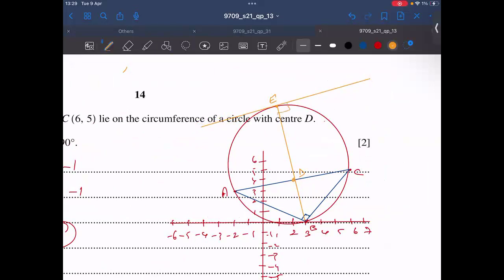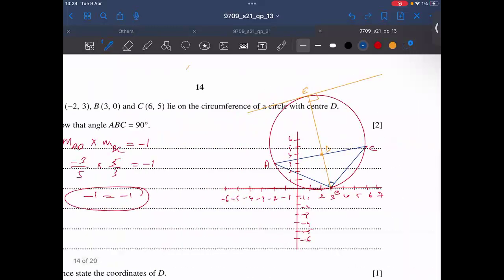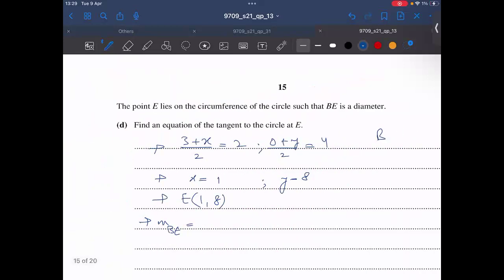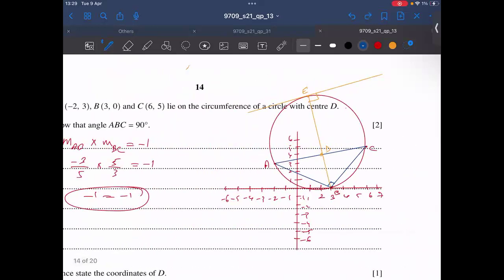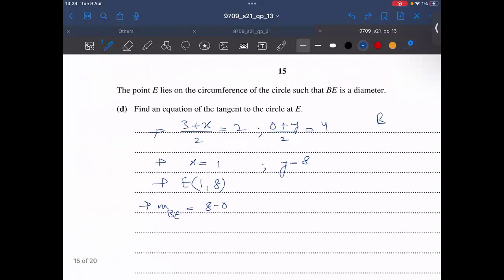Now we know that we can calculate the gradient of the diameter BE, Iman, which is going to be 8 minus 0 over 1 minus 3. It's going to be 8 over minus 2, which is minus 4. So the gradient of the tangent at E is going to be 1 over 4.